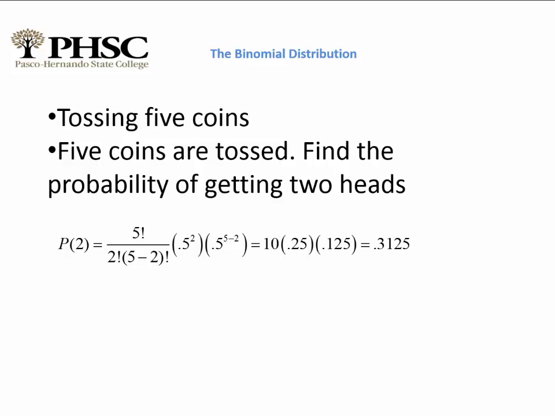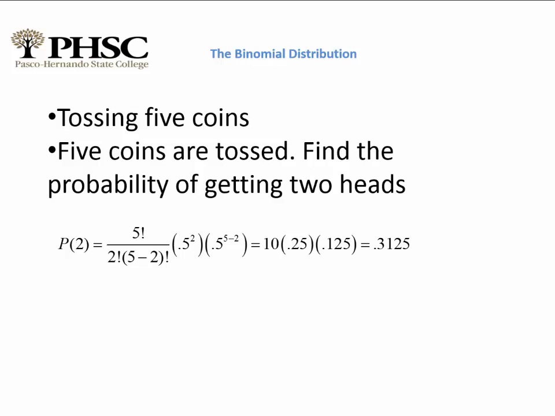So here's an example for tossing 5 coins, right? 5 coins to toss, find the probability of getting exactly 2 heads. So P of 2 would be 5 factorial, and that's the trials, divided by 2 factorial times (5 minus 2) factorial. Now the probability of success, or p, is 0.5, so we do 0.5 raised to the 2, that's our x, times 0.5 raised to the 5 minus 2, and that gives rise to the answer, which is 0.3125.